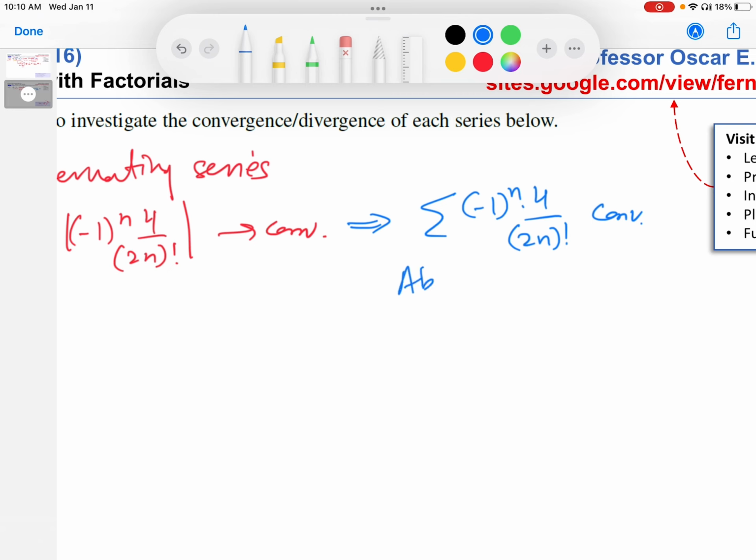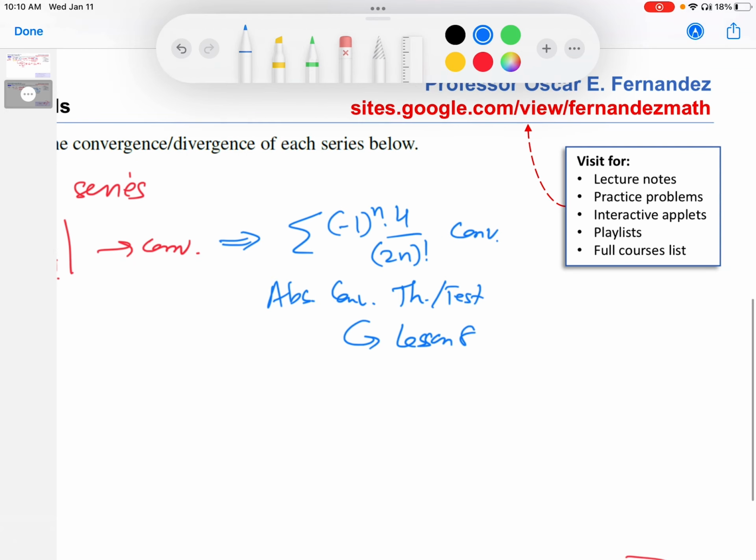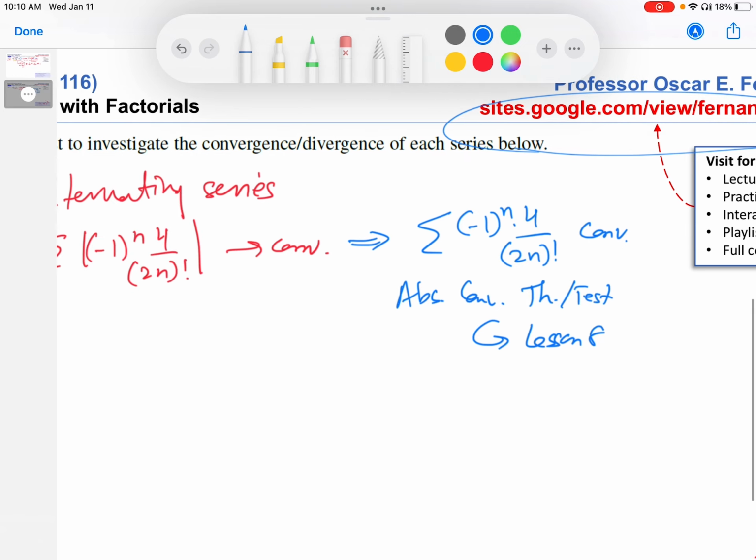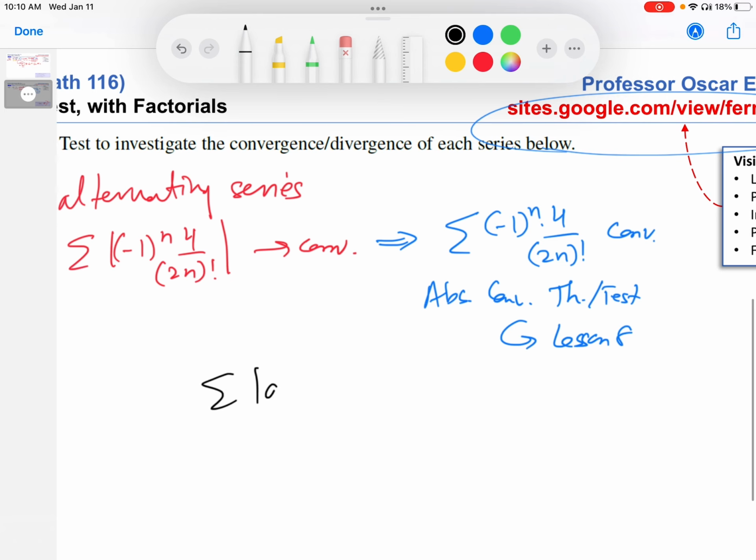Well, that's based on the absolute convergence theorem or test. Have a look at lesson 8 notes, again on this site, for a quick refresher on what that test is and what it says. Long story short, it says that if the series of absolute value terms converges, then the original series, the series without absolute value terms, converges.